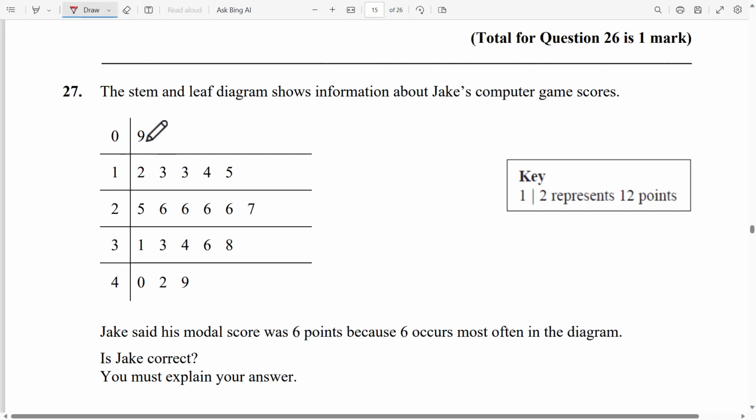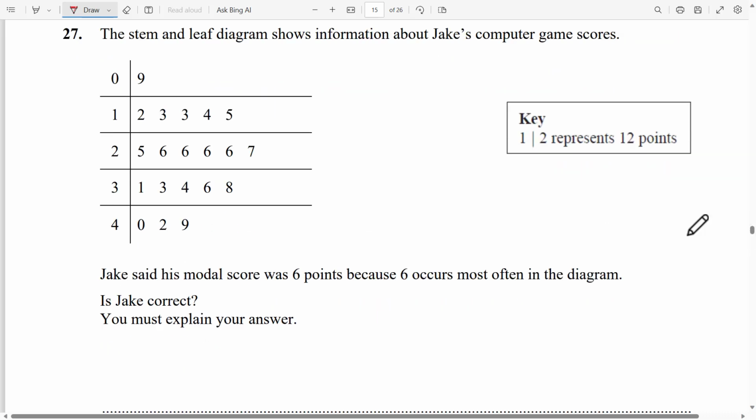If you look at the leaf part of it, you can see 6 actually occurs more than any other number, but that's not to say that the mode is 6. For the mode, you have to include the stem part. So the mode has to be 26. So is Jake correct? No.